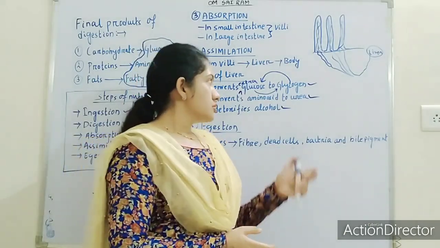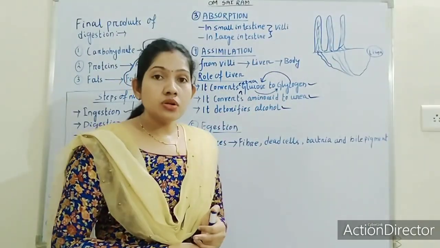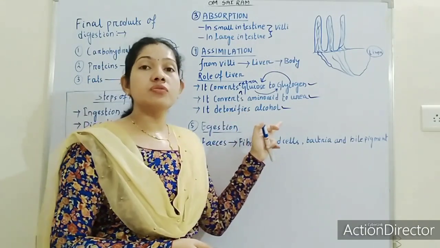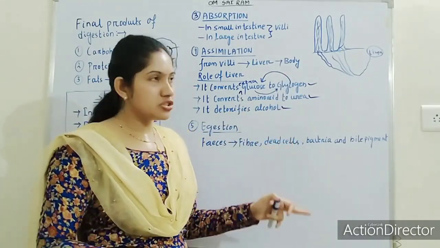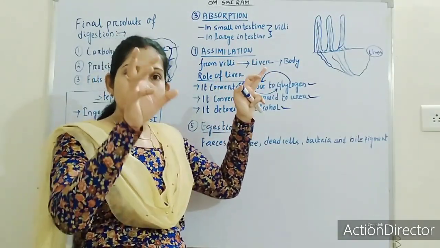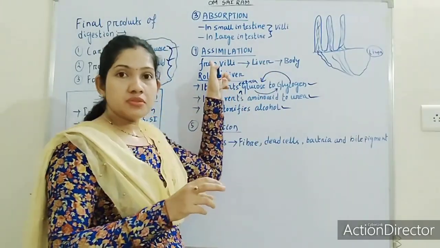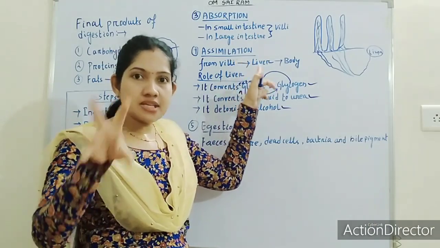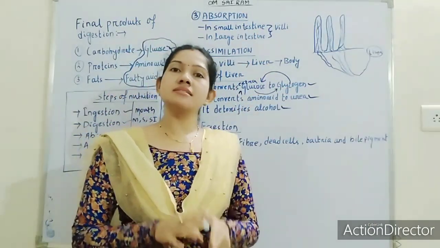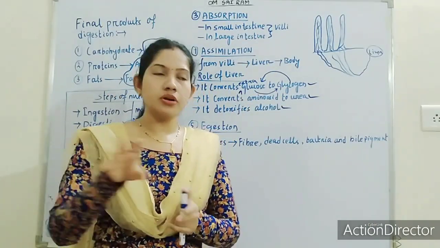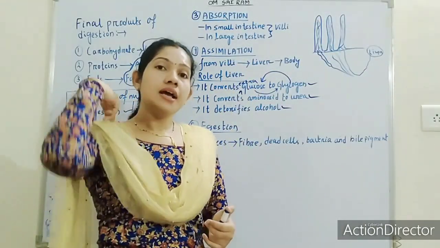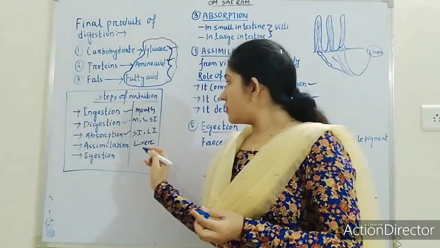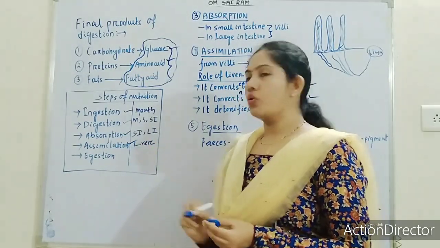Okay, so these are some of the roles of the liver in assimilation. Got it? What is assimilation? Assimilation is the process of absorbing: from the villi, the absorbed nutrients will be sent to the liver, and the liver will send those absorbed nutrients to the body by this process. Okay. Now the process of assimilation is also over.